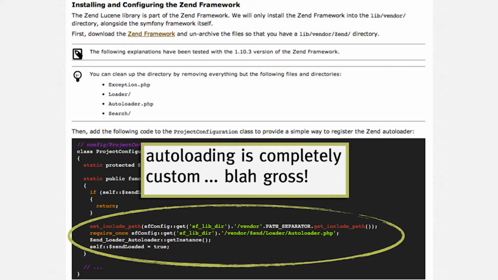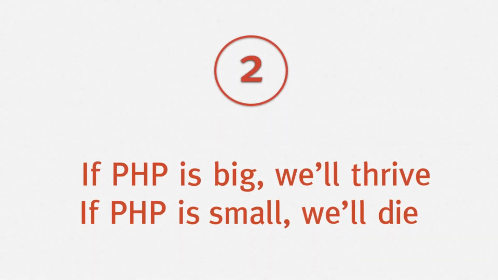So you have to set include path, we have to require some random file, we have to call this autoloader getInstance type of thing. So this is the code we'd actually have to look up and fit into our project somewhere so we can start using Zend Framework's classes. So that was all a huge pain in the butt, so basically we either suffered through that or we didn't do it at all.